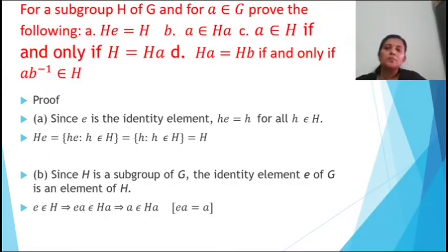Now the fifth problem is, for a subgroup H of G and for an element a of G, prove the following. First one, He equal to H. Second one, a is an element of Ha. Both of these are proved on this page.